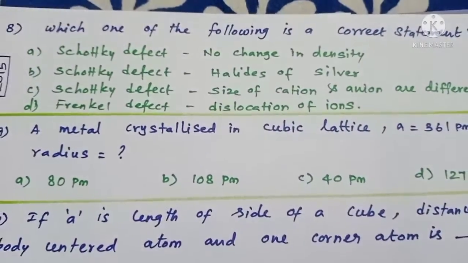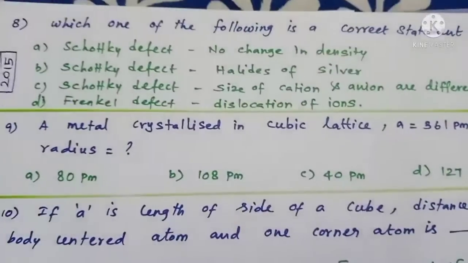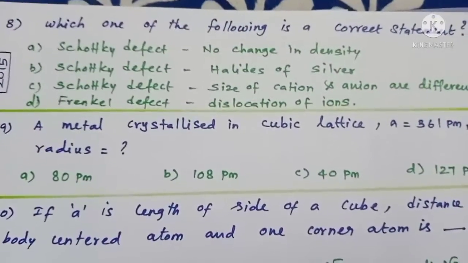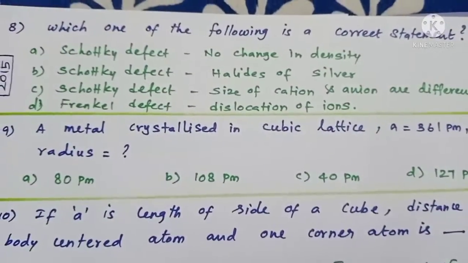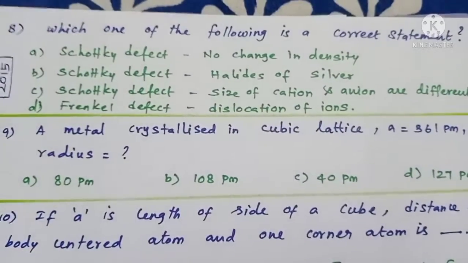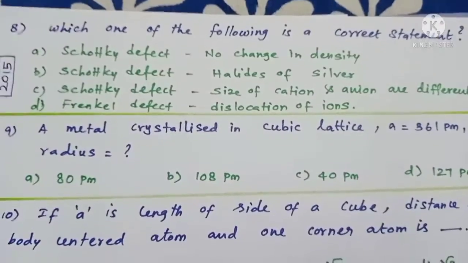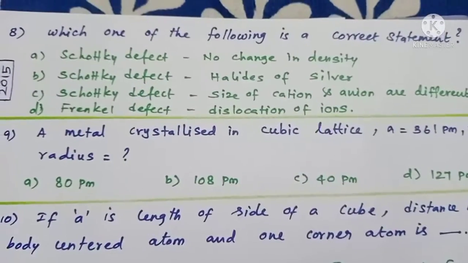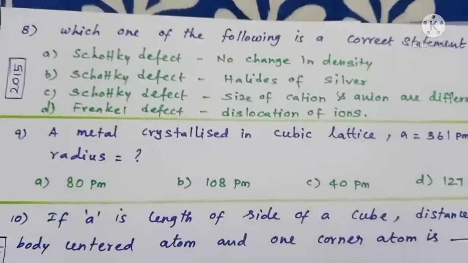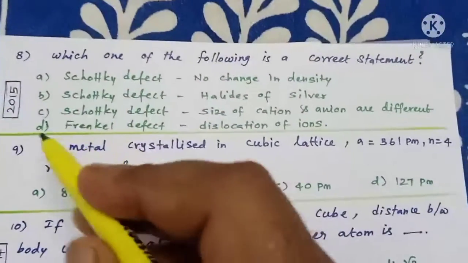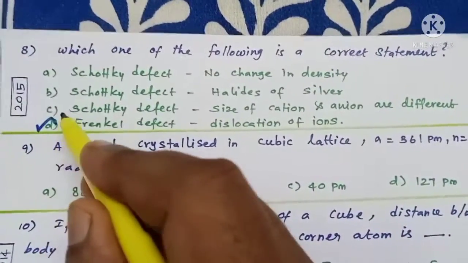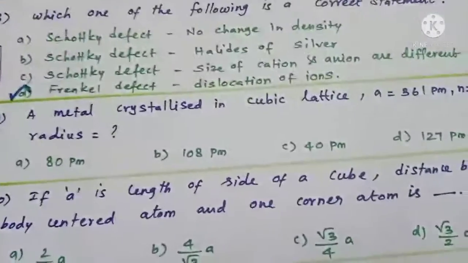Right. Now look at option D. Option D, Frenkel defect, dislocation of ions takes place, isn't it? So this is the correct statement. Because you have already learned that Frenkel defect is due to the dislocation of a cation to the interstitial space, isn't it? So the correct statement here is option D. Okay, right. Now let us move to the next question.